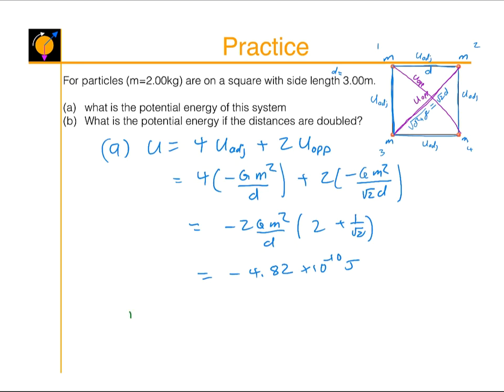The second question asks, what's the potential energy if the distances are doubled? So if d was doubled, all that would happen is everything else would be the same. If you look here, all these numbers would be the same. The only thing is d would become 2d. So the whole thing would be cut in half. So if I were to double the distance between them all, the potential energy would just be half of that, so it would be minus 2.41 times 10 to the minus 10, because if it's twice as far away, it's going to be half the energy.